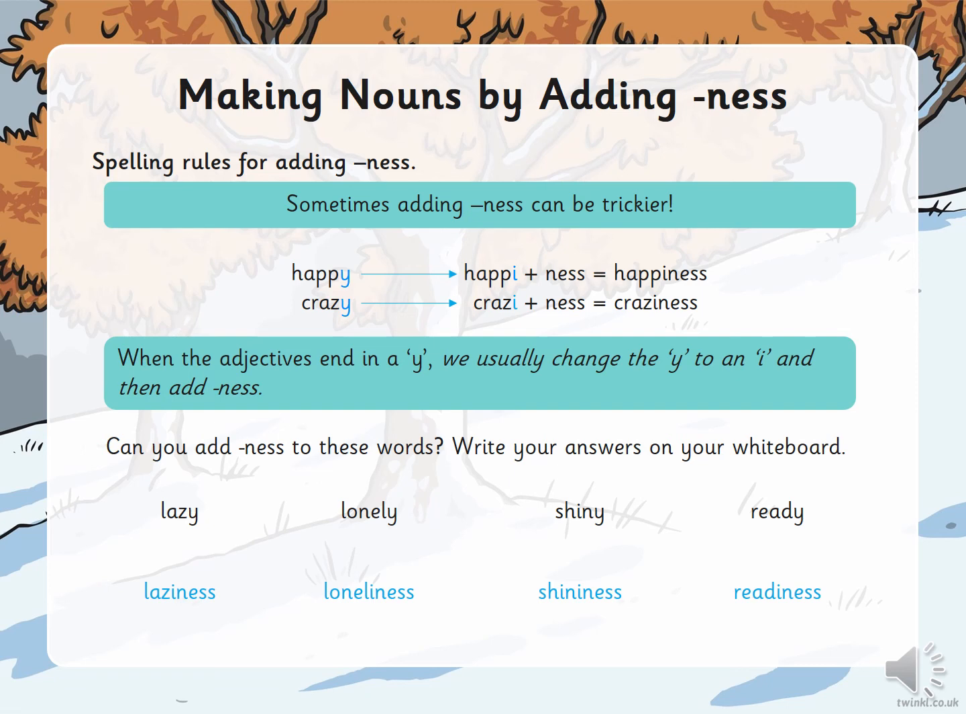You should have written lazy: drop the y, replace it with an i, and add ness, laziness. Lonely: drop the y, replace it with an i, it becomes loneliness. Shiny: drop the y, replace it with an i, becomes shininess. And ready: drop the y, replace it with an i, becomes readiness.